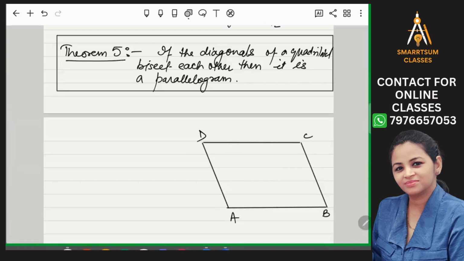So now this Theorem 5: if the diagonals of a quadrilateral bisect each other, then it is a parallelogram. So we have to prove that for a quadrilateral, if the diagonals are bisecting each other, meaning dividing themselves into two equal halves, then it is a parallelogram. So first we will draw a parallelogram and write down what is given.